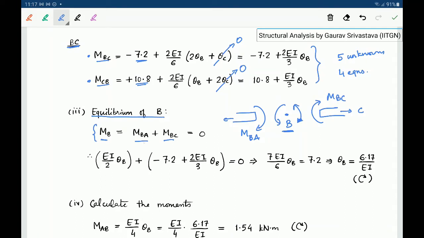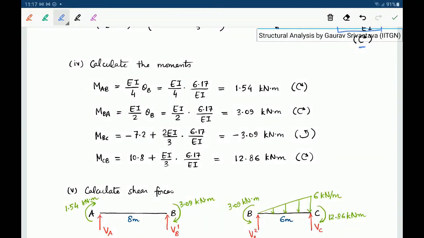So we take the expressions for MBA and MBC from the slope deflection equations, we put it here, and we see that after this we are able to solve for theta B. Okay, and since it comes out to be positive, we know that theta B is a clockwise rotation. And then we can put this theta B back into the slope deflection equations to find all the moments. And again, whichever moment comes out to be positive, that will be clockwise. So this is a clockwise moment, this is a clockwise moment, this comes out to be negative, so this will be a counterclockwise moment, and this again comes out to be positive, so this is a clockwise moment.